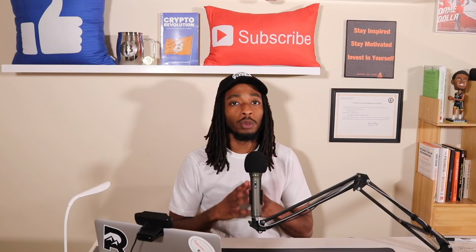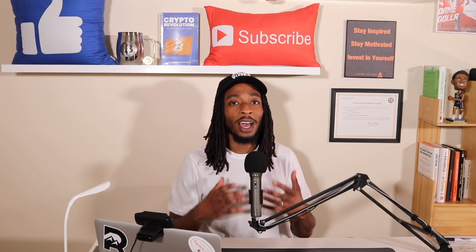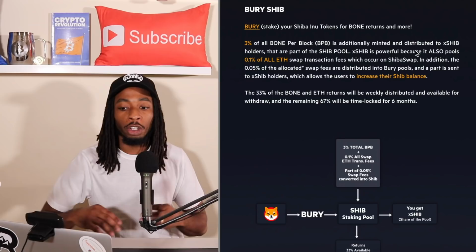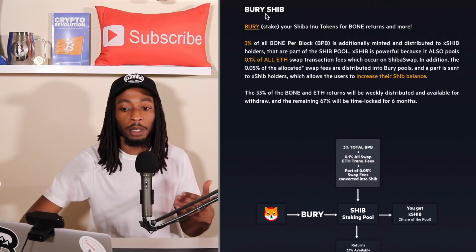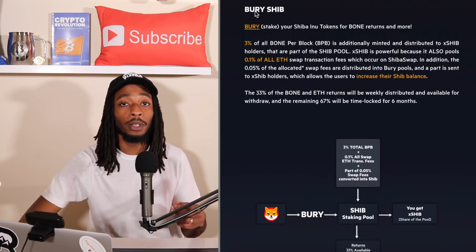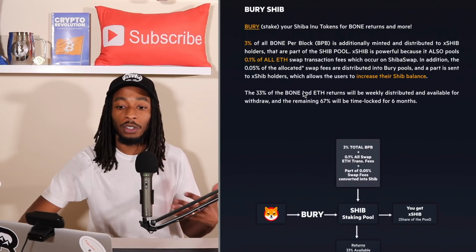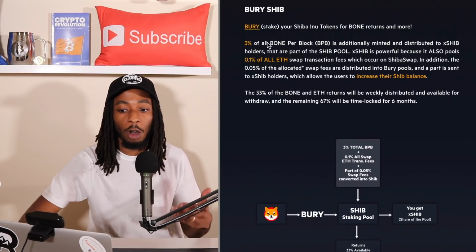Alright, so now let's dive into part 3 of this video, which is how does the staking and liquidity pools actually work on ShibaSwap. Let's dive right into this. So we're going to start off with the 𝗓𝗢𝗡 token, and we already know that bury means stake. So when you stake your 𝗓𝗢𝗡 tokens, this is what we're going to get. And so 3% of all of the BONE per block will be additionally distributed to 𝗓𝗢𝗡 holders that are a part of the 𝗓𝗢𝗡 pool.